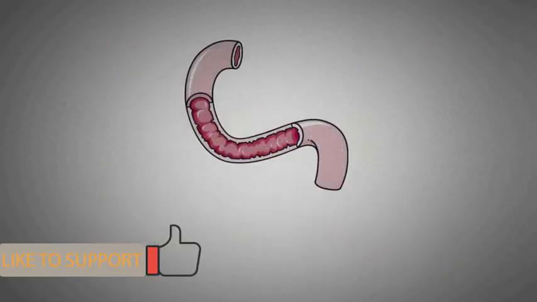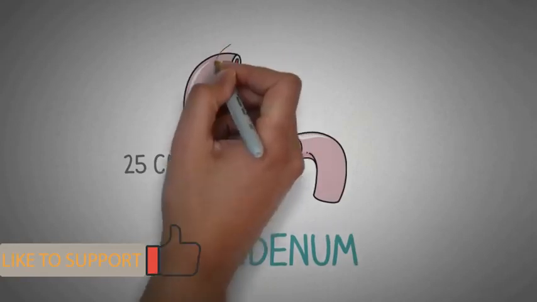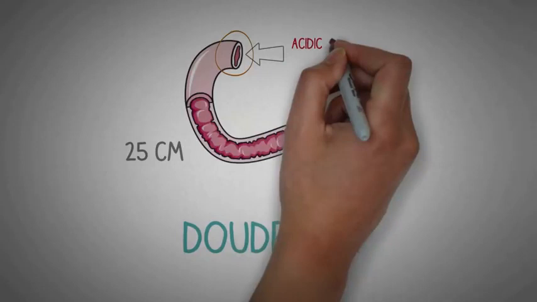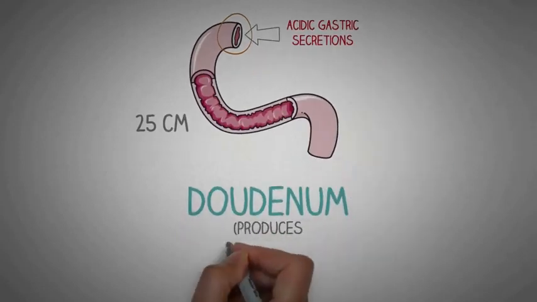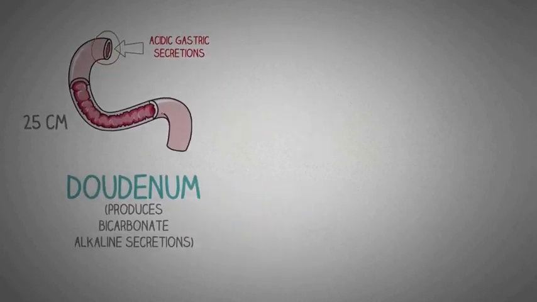The first part, the duodenum, is the shortest, which is about 25 centimeters in length. Since it is connected to the stomach at the upper end, it receives strong acidic chyme which can potentially damage its wall. So it produces bicarbonate-rich alkaline secretions that neutralize the acid.